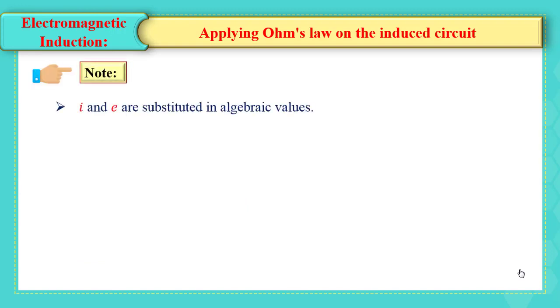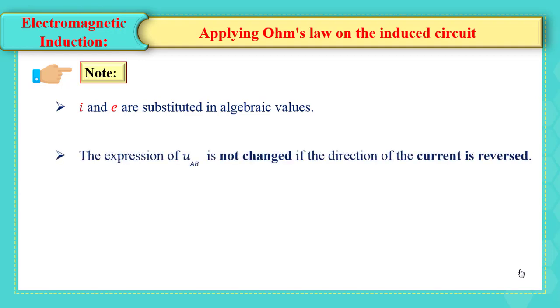Note, for the previous expression, I and E are substituted in algebraic values, so I and E may take positive or negative values, and the expression of UAB is not changed if the direction of the current is reversed. It is independent of the direction of the current, and it depends only on the positive direction that is chosen in the circuit. If I equals 0, the coil circuit is open, then UAB is equal to minus E.